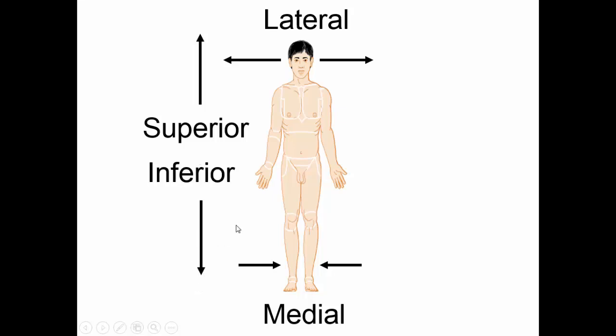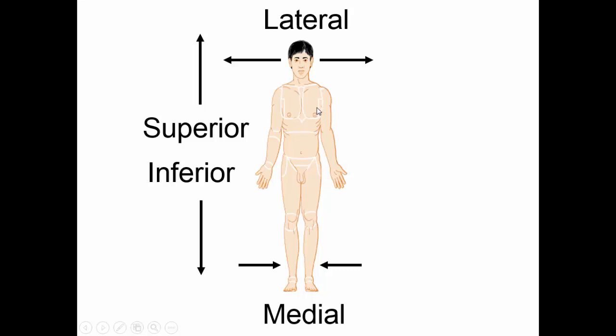So how do we use these terms? Well, the heart is right here in the middle, and the lungs are on either side. We could say the heart is medial to the lungs. It's between them. Or that the lungs are lateral to the heart because they're to the sides with reference to the heart.